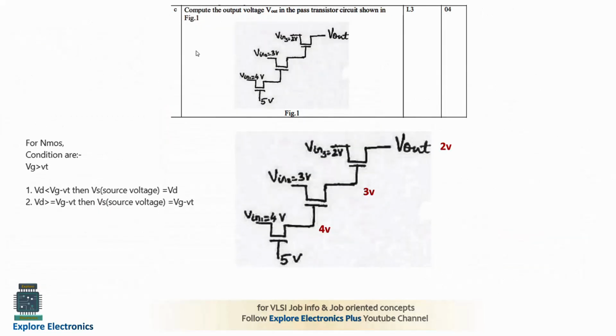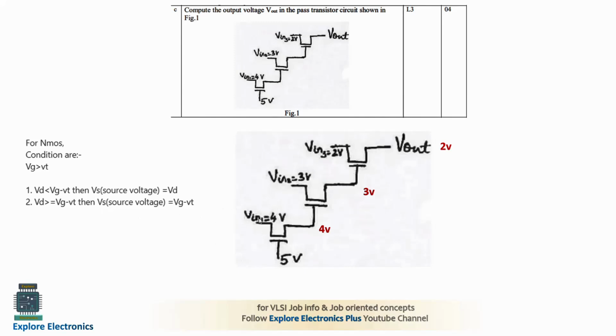Then comes the first module's last question. Compute the output voltage Vout in the pass transistor circuit shown in figure 1. This is the circuit they have given. Remember this: for an NMOS pass transistor, the gate voltage should be greater than VT to turn on. That is the basic criterion. If the drain voltage is less than VG minus VT, the source voltage will be the same as the drain voltage. Suppose the drain voltage is greater than VG minus VT, then the source voltage will be VG minus VT, meaning the output will be degraded.